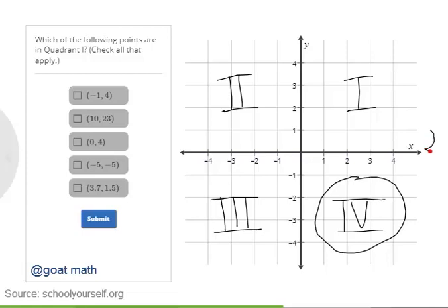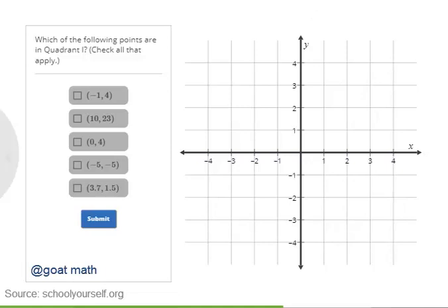Also, the axes themselves are technically not in any of the quadrants. They're the dividing lines between the quadrants. Okay, so to finish off this lesson, try identifying which of these points here are in Quadrant I. More than one of these is correct. Nicely done. And the final question, which of these points are in Quadrant IV?